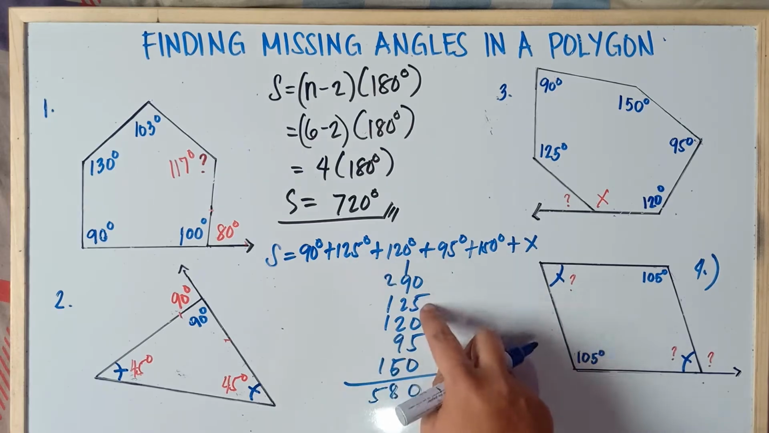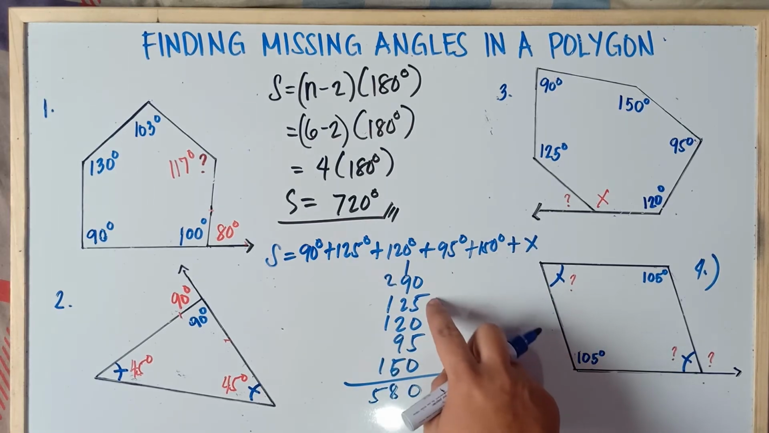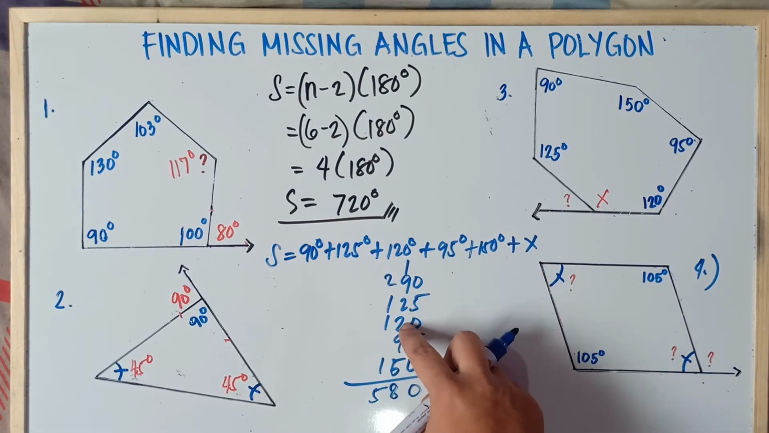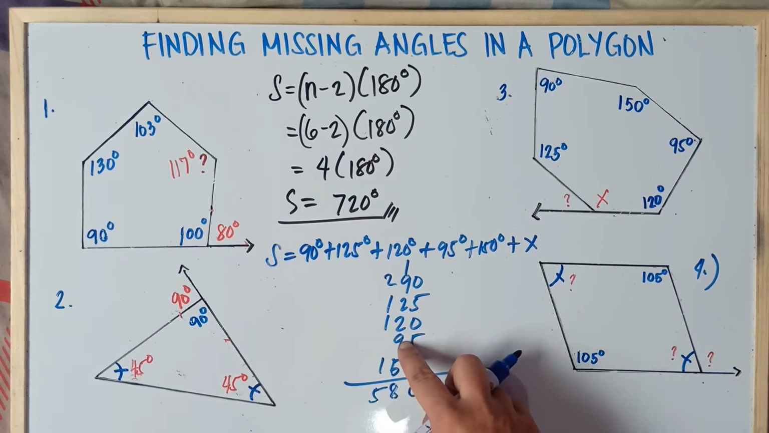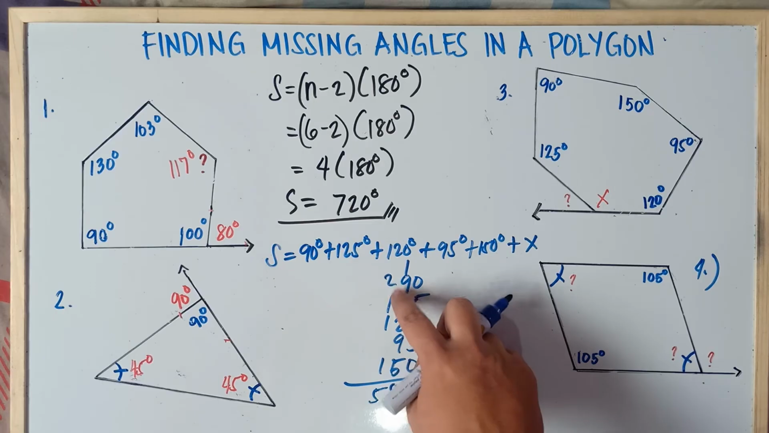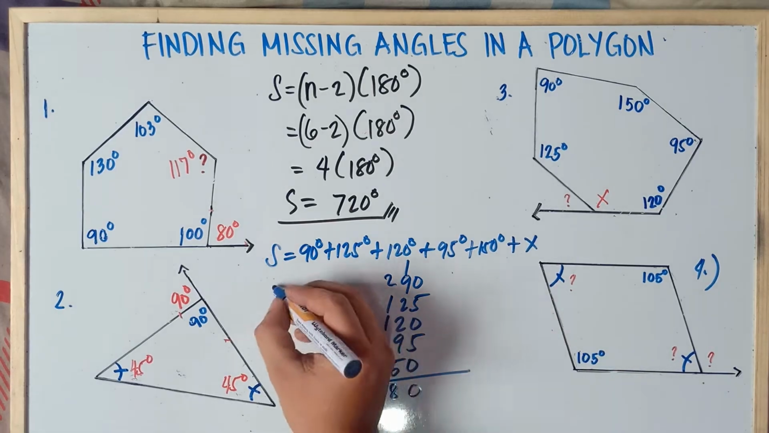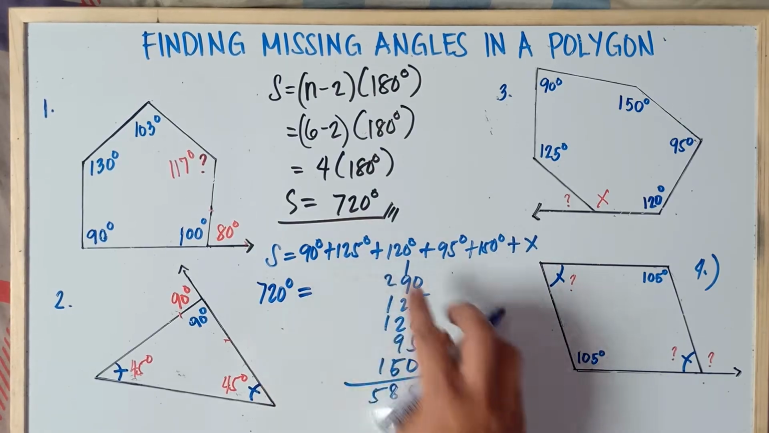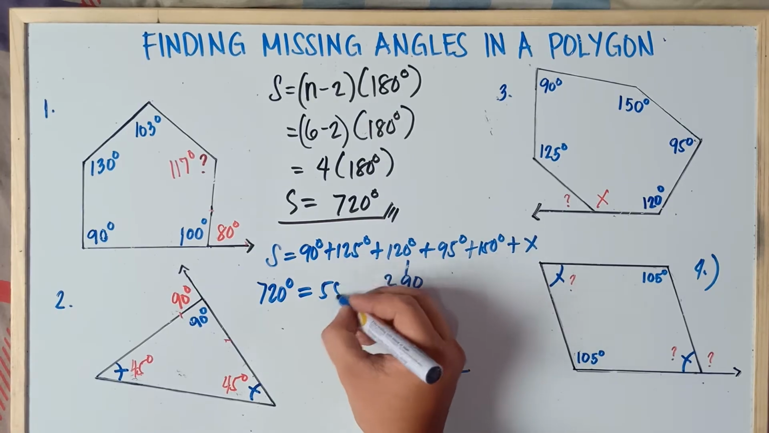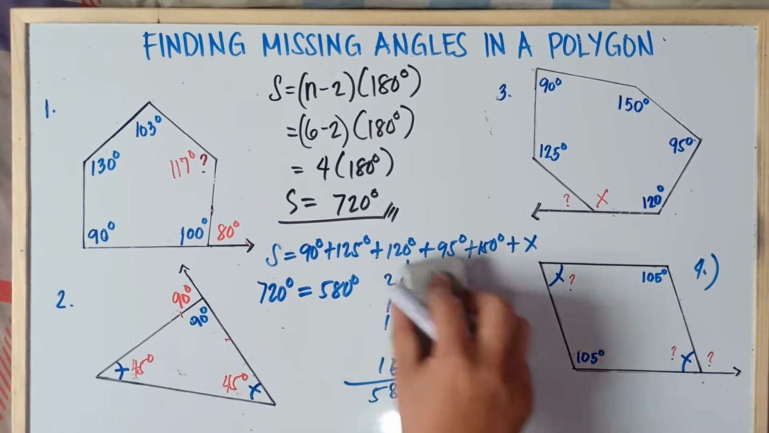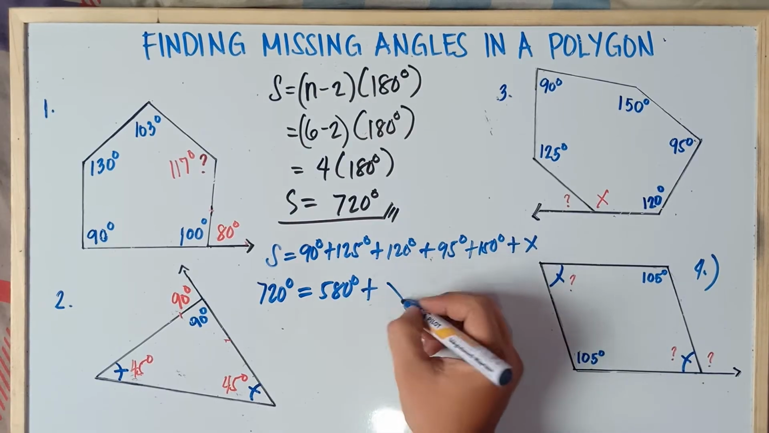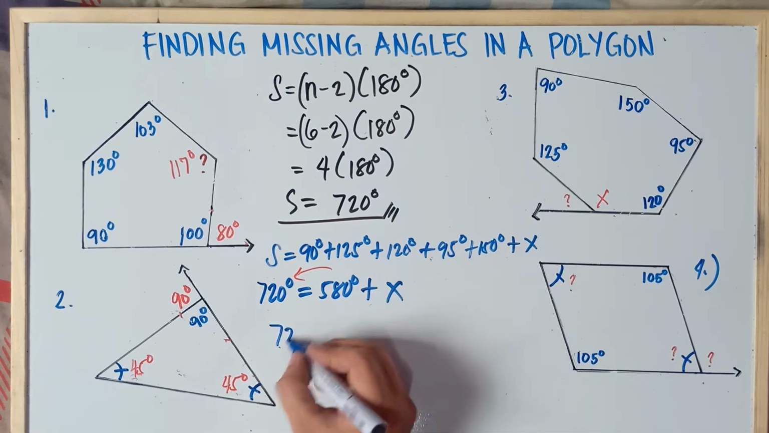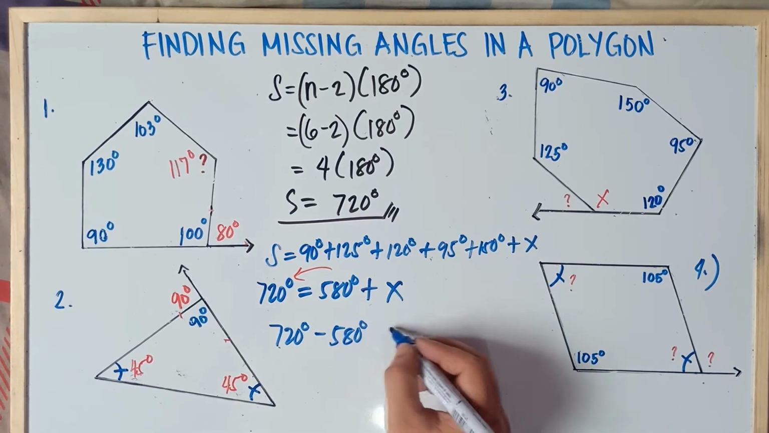So 90 plus 125 plus 120 plus 95 plus 150. 5 plus 5 is 10, 0, carry 1. 1 plus 9 is 10, plus 2 is 12, plus 2 is 14. 14 plus 9, that's 23. 23 plus 5, that's 28. 8, carry 2. 2 plus 1 is 3, plus 1 is 4, plus 1 is 5. 580. Alright, so we have the sum, class, that's 720. So 720 equals, once again, if you add this up, this is 580 degrees, then plus x. So to get the value of x, we can just simply transpose this one. So 720 degrees minus 580 degrees equals x.